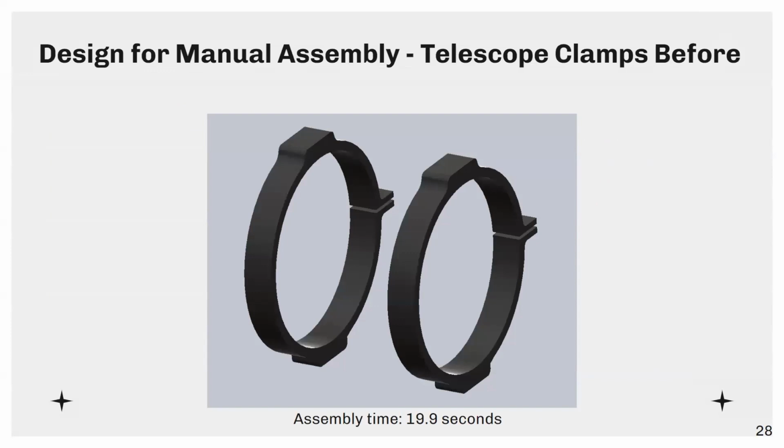This is the CAD for the telescope clamps before modification, where both clamps would be screw tightened around the telescope tube, and they would both fit into a slot on the mount that is secured with a screw, and this led to an assembly time of 19.9 seconds.